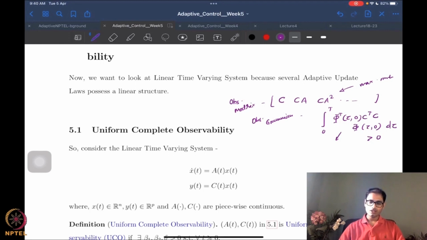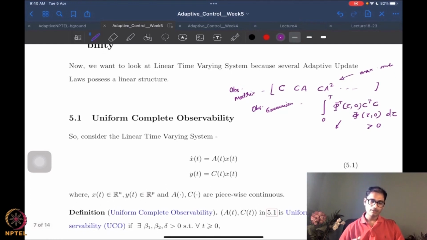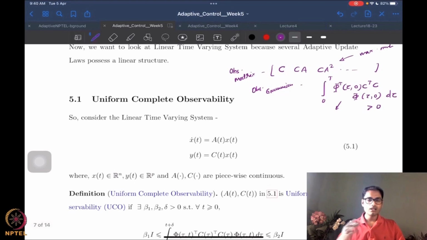Of course the Gramian was also valid for time varying systems, right? So it's a little bit more general notion. So we look at a slightly stronger notion, if you may, and that is the notion of uniform complete observability. So what is that? Now we are specializing to linear systems. So let's look at this linear time varying input output system. Well, it's just an output system.